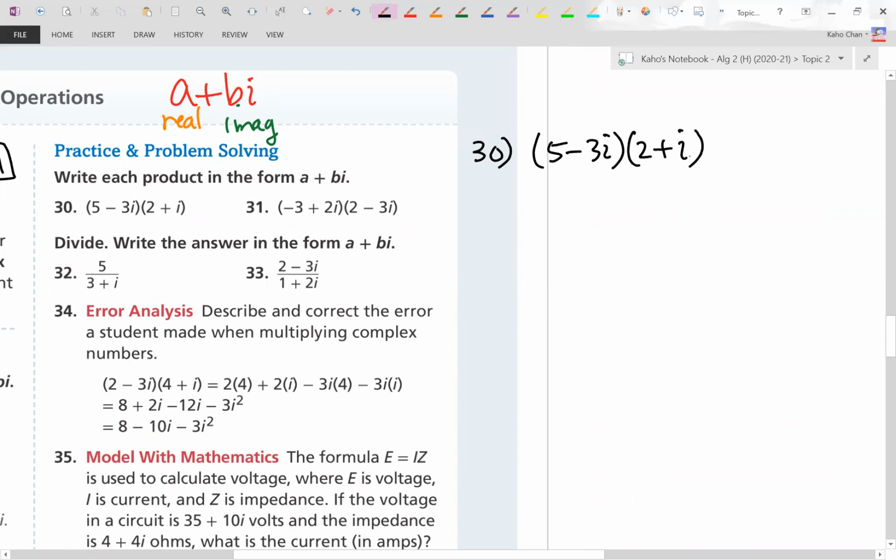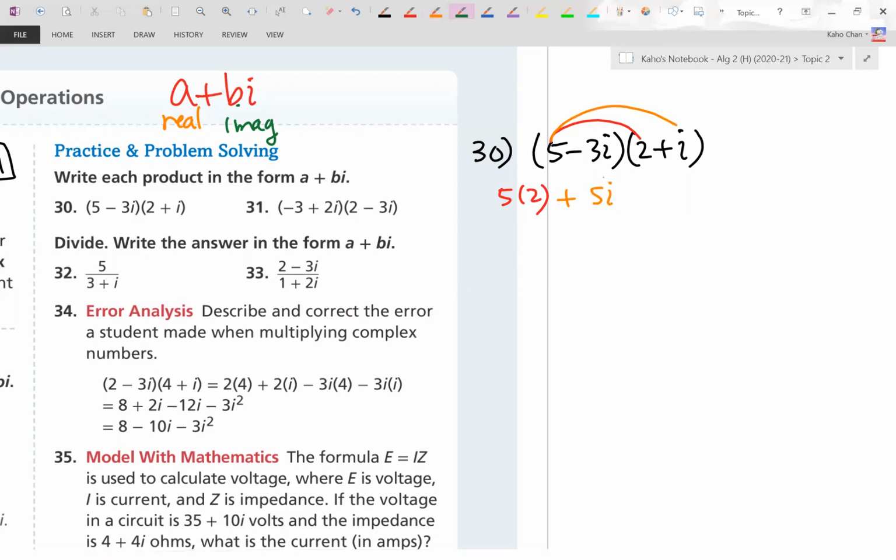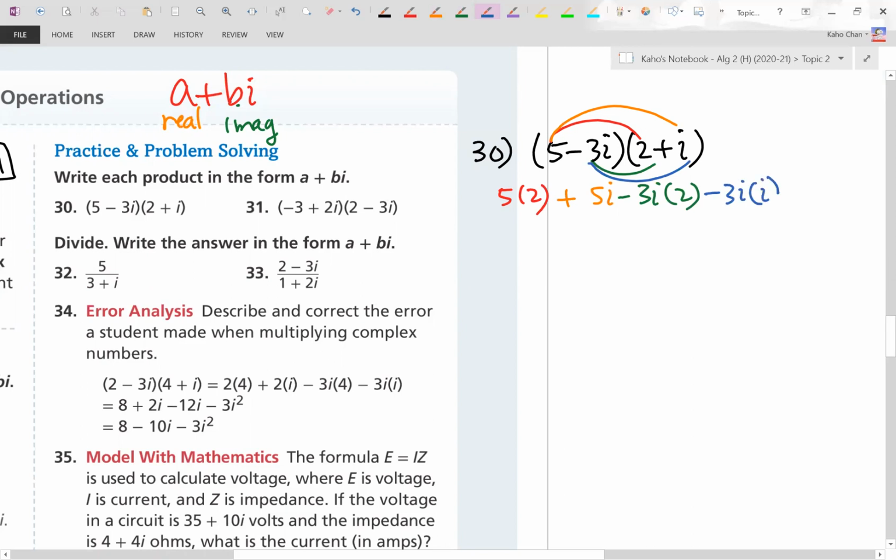And this reminds me of FOIL. Here we go. 5 times 2 is first. It's first term. Outer terms, plus 5 times i. Nice. Inner terms, minus 3i times 2. And of course, last terms, minus 3i times i. Okay, clean that up a little bit.